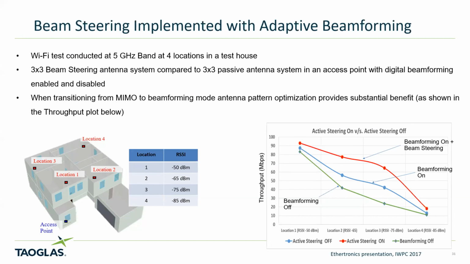And it is for 3 different scenarios. The 3 passive antennas with adaptive beamforming, digital beamforming turned off or disabled in the AC router. And then with digital beamforming enabled is the blue curve. And then with digital beamforming enabled, but now with the active steering antennas, you see the red curve.